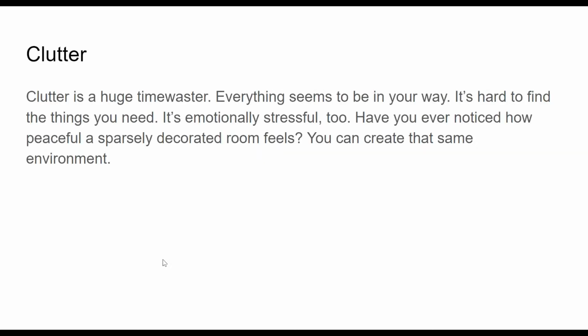So the first thing, we're going to go over 12 different things that are going to help you when it comes to getting things done. The first thing is clutter. We're specifically talking about time wasting. Clutter is a huge time waster, because everything seems to be in your way. It's hard to find things you need. It can be stressful. Have you ever noticed how peaceful a sparsely decorated room feels? Give me some feedback there. Patty, for example, let me see what you think.